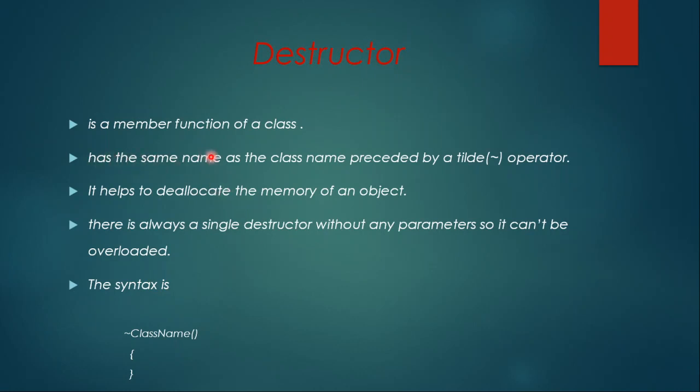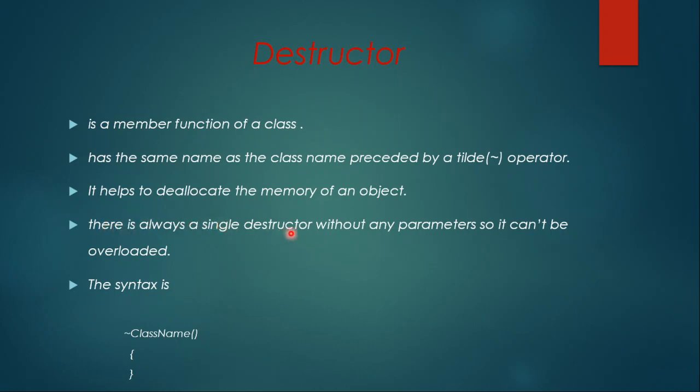It has the same name as the class name but preceded by a tilde operator. You can see the tilde symbol and then the class name, that is the destructor definition. It helps to deallocate the memory of an object. As the constructor constructs the object, the destructor destructs the object and releases the memory area for other objects to occupy. So this maintains the memory management process.